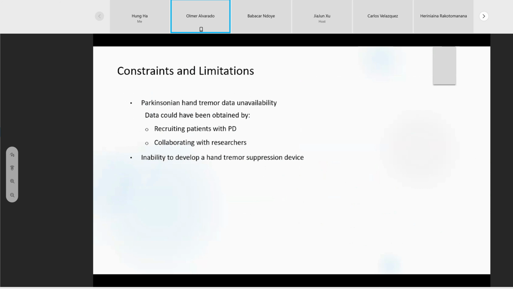So throughout this project, we encountered different constraints, including the inability to obtain Parkinsonian tremor data. We had two options: either recruit patients and collect that tremor data, or collaborate with researchers. But due to ethical and safety concerns, especially COVID-19, this was infeasible, as we would also require approval from the Institutional Review Board. Time was another constraint, so we didn't get to design and develop a hand tremor suppression device.